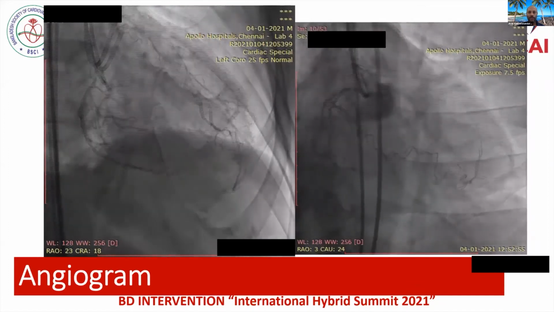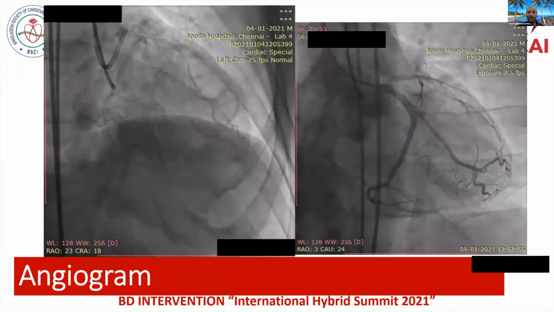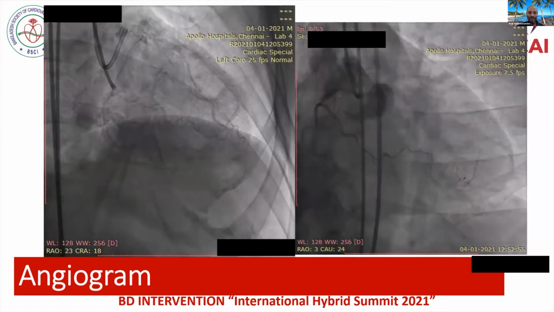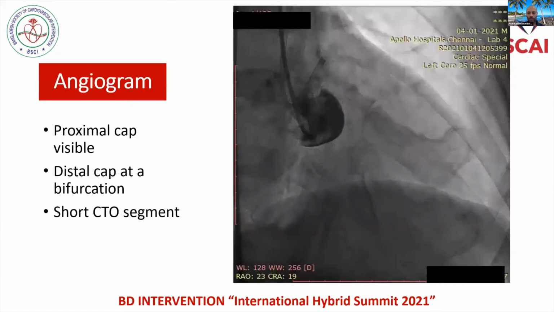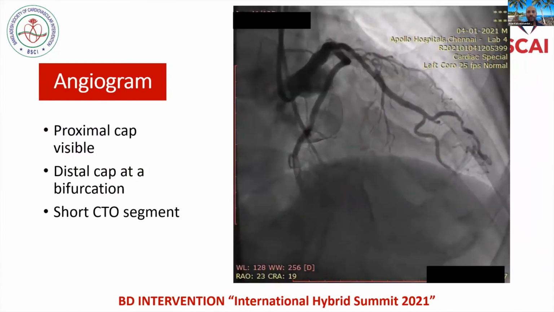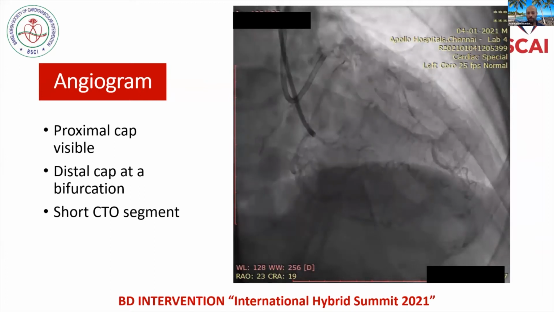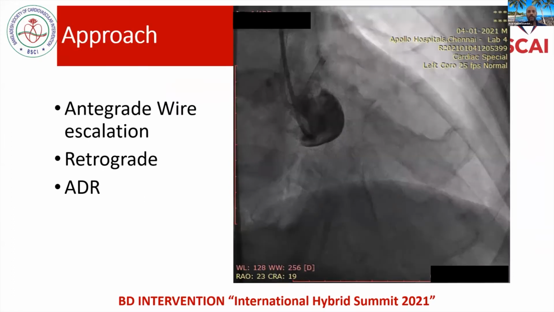Your LAO caudal view just shows you that there is a lot of calcium. This particular patient did get a CT outside, which we tend to do if it's a redo. Unfortunately, the CT was done at a center where they kind of botched it up, and the patient wasn't willing to get another one, so I couldn't really use it much.